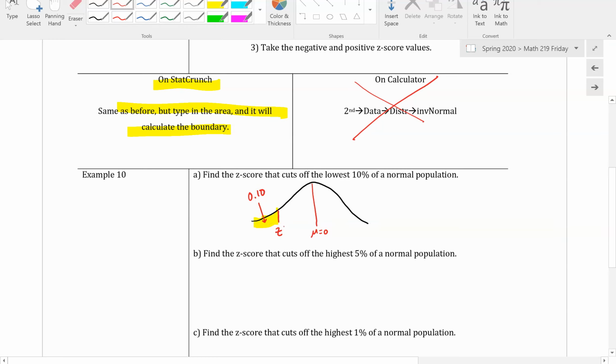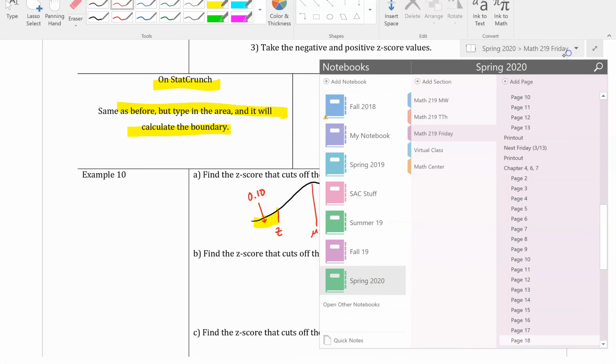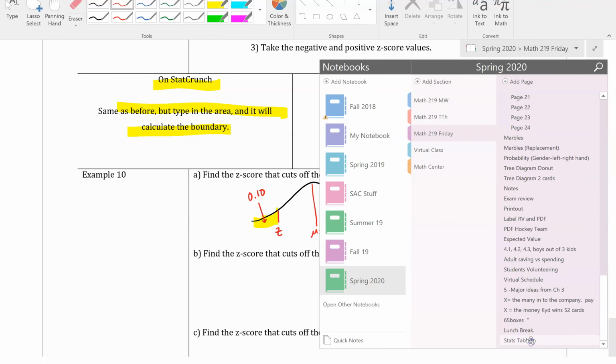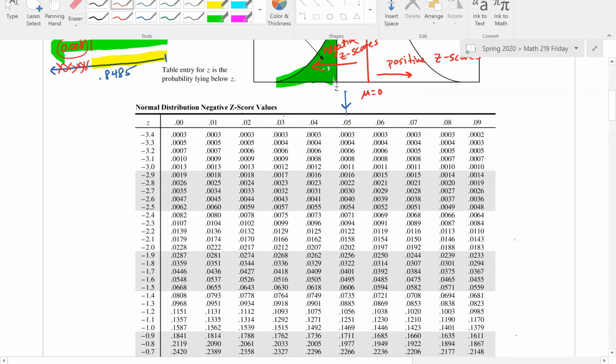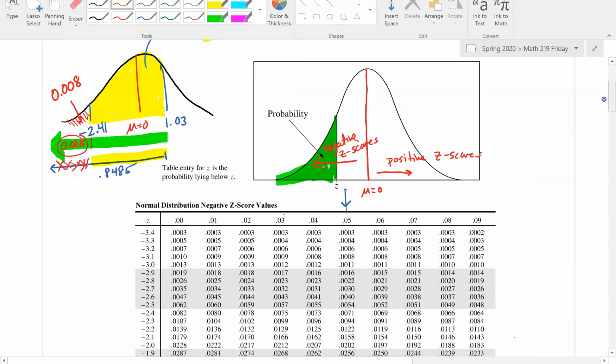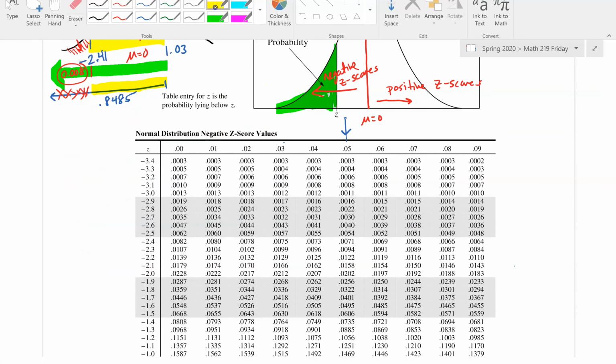Okay. So again, it's a little different than what we've been doing. Last time they gave us the z-score, we told them the area. Now they're giving me the area, and I need to find the z-score. Well, wouldn't this z-score be negative because it's left of the mean? So let's consult a negative z table. So let's go back to the z table. There's my negative z table.